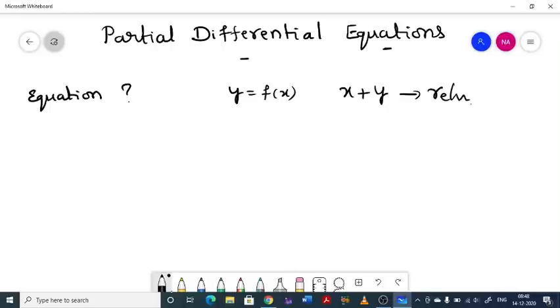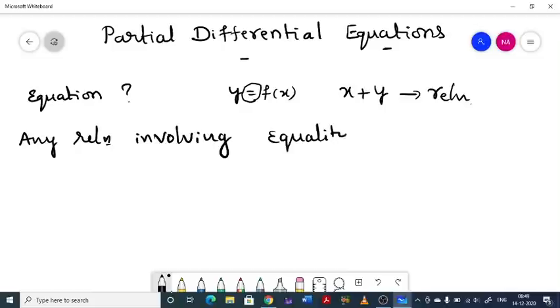So any relation that involves this equality sign is called an equation. Any relation involving equality is called an equation. It may be any relation, the thing is that it should involve equality, then we call that an equation. Equality or equation symbol. So that is the definition, you can say, or the idea of an equation.